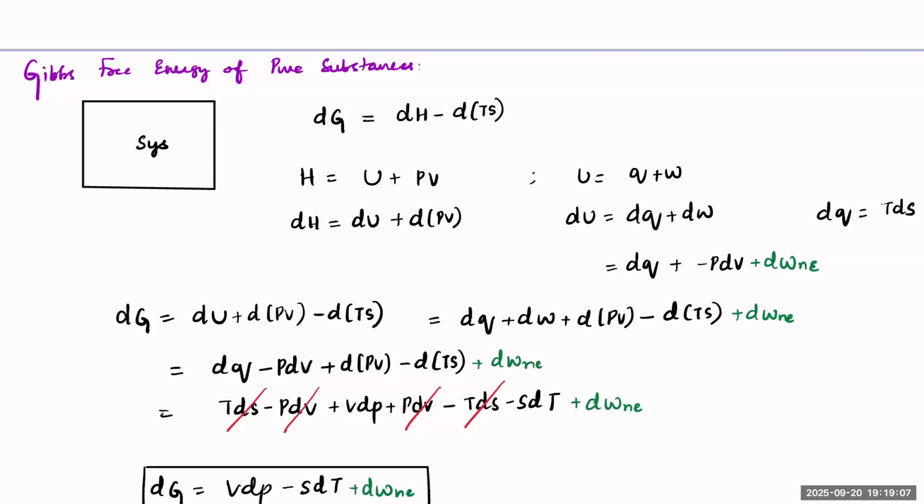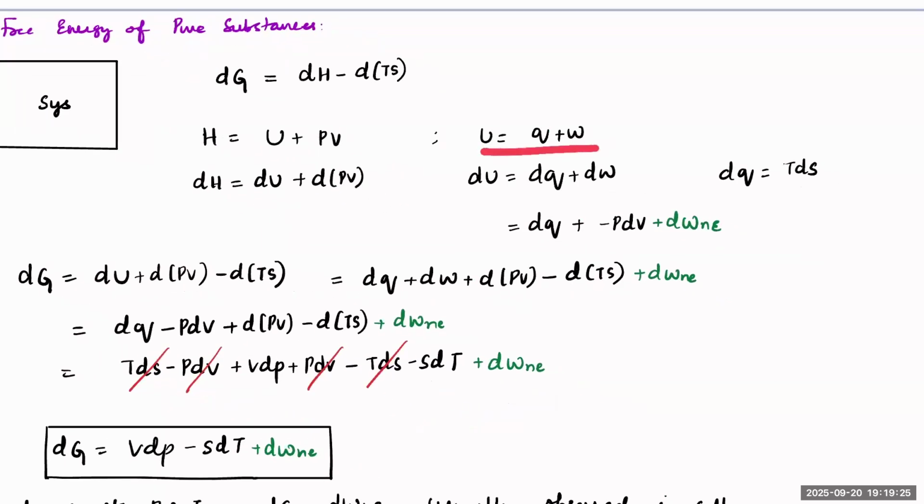Now, H can be represented as U plus PV. This is what we learned in enthalpy's definition. So, if there is any small change in enthalpy, it accounts for small change in internal energy and small change in PV energy. And U can also be written as Q plus W as per the first law of thermodynamics. So, small change in internal energy accounts for small amount of heat provided and small amount of work done. And work done, dW, as a general formula, we can write as minus PdV if there is an expansion.